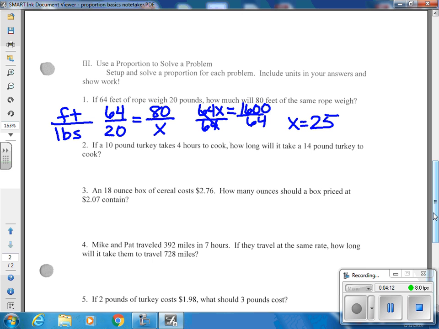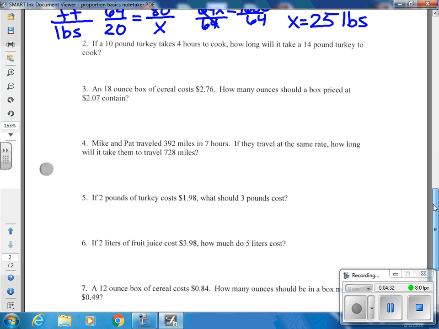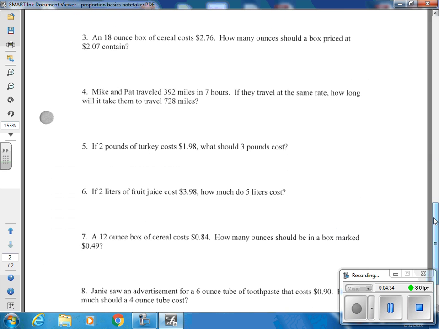Okay, and it tells you up in the directions to make sure that you include units in your answers. Your answer is not complete until the units are there. I need to know 25 what. And if you look where your x is on the bottom, that's where the pounds are, so this is 25 pounds. Okay, so that's what it should look like anytime you're doing a word problem and setting up a proportion for them. All right, so now let's go ahead and jump to number 4.